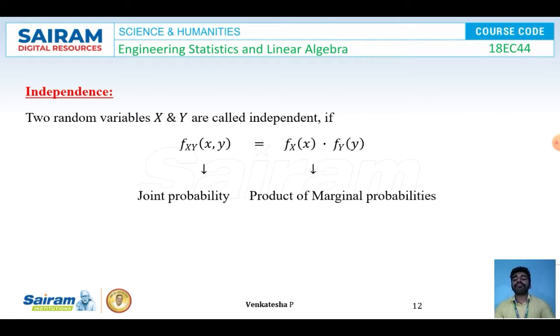Independence. The two random variables X and Y will be called independent random variables with the following condition. The condition is given by f_XY(x,y) is equal to f_X(x) into f_Y(y).